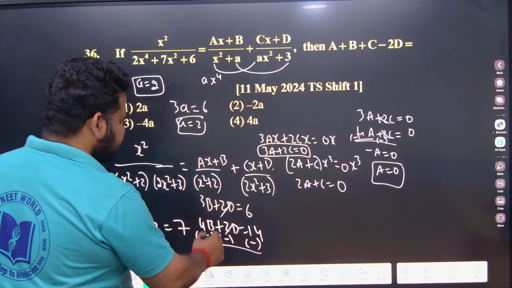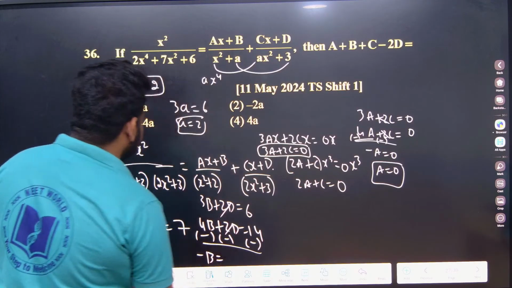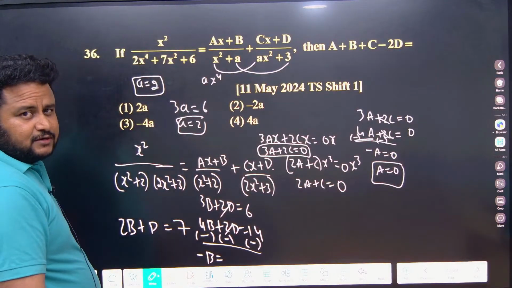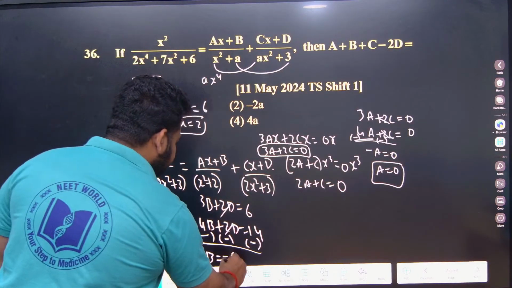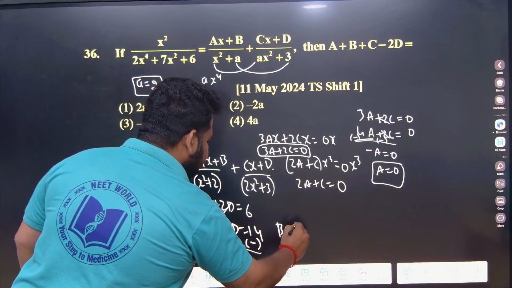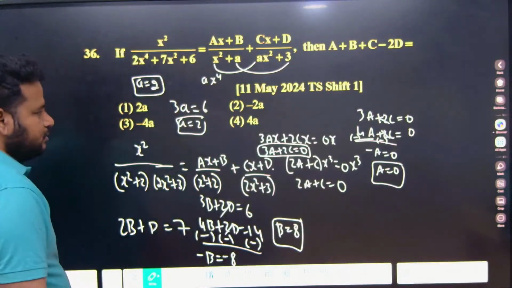This is what I am having. Minus 14 plus 6 is minus 8. So the b value will be equal to 8. I got the b value as 8.